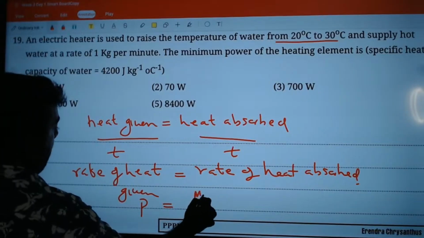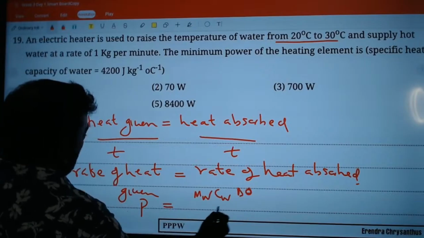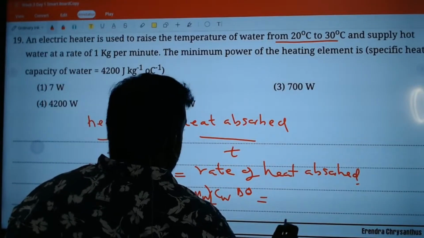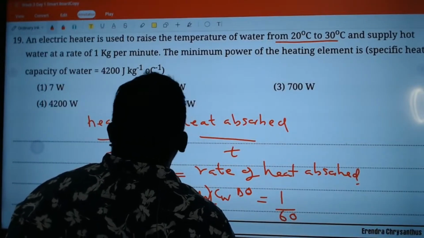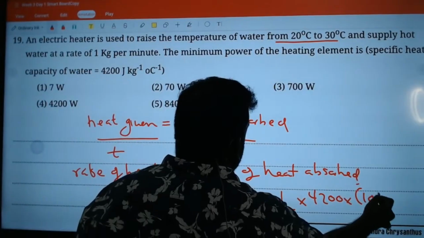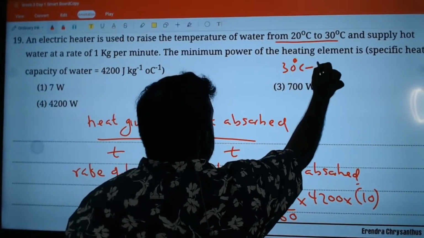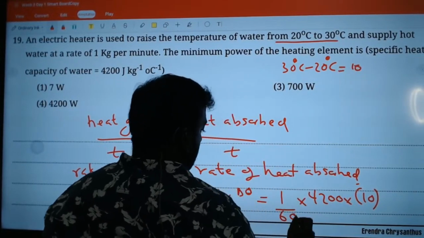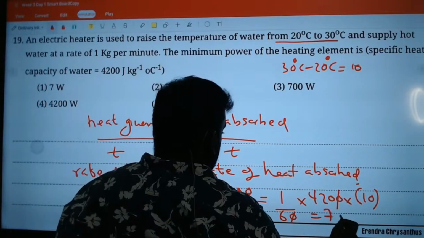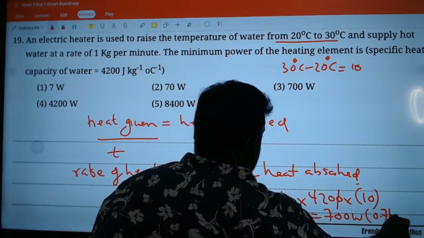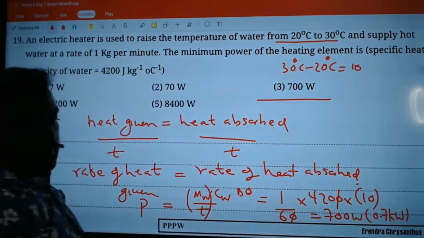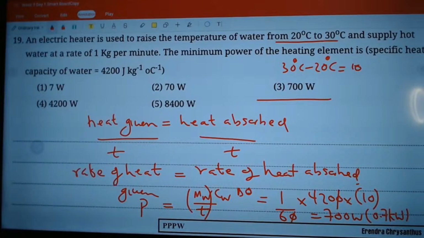Rate of heat absorbed is m_w c_w delta theta divided by t. The rate at which water flows is 1 kilogram per minute, which converts to seconds. Specific heat capacity is 4200, change in temperature is 30 degrees minus 20 degrees, which is 10. From this, 700 watt, that's about 0.7 kilowatt. Answer number 3.